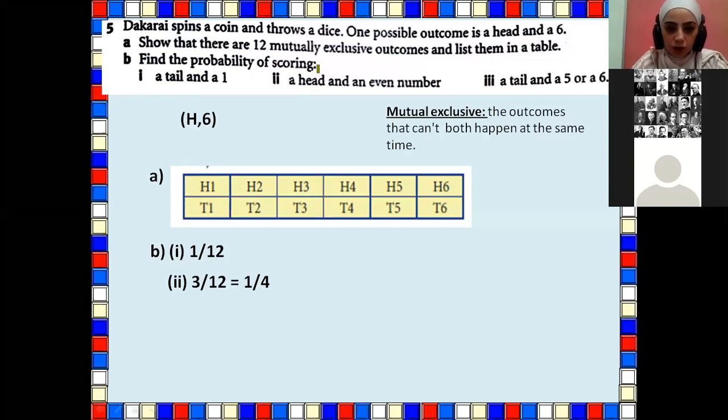Yalla, the last part of this question. Yes, Nada? A tail and a 5 or a 6. It's tail with 5 or tail with 6. It's 2 out of 12. Yes, excellent. It's 2 out of 12, which is 1/6 in simplest form.